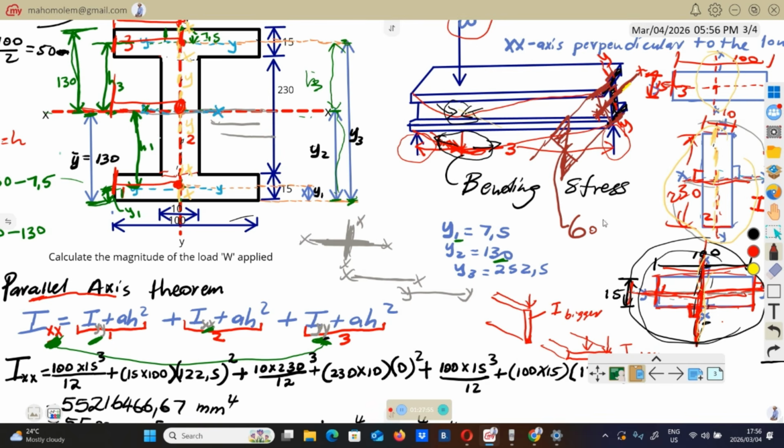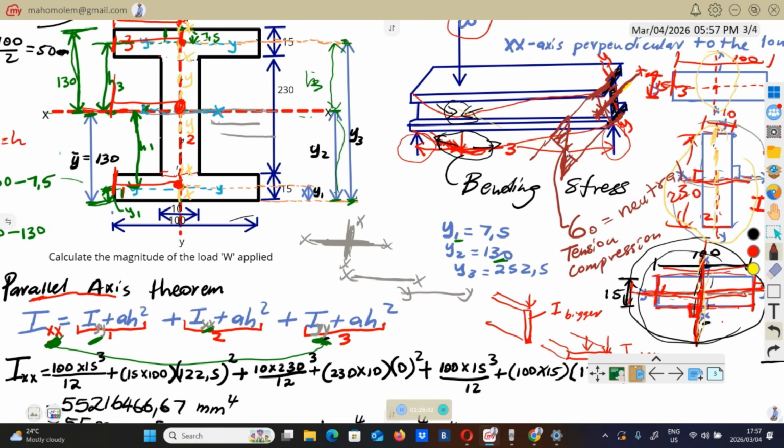So this point, we call it the neutral axis. The point where the stress is 0, we call that point a neutral axis. It's the point of 0 stress. So the material located here will be neutral, meaning this material won't be in tension and won't be in compression. It's not going to experience any stretch or squeezing.